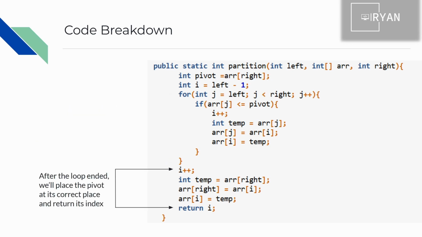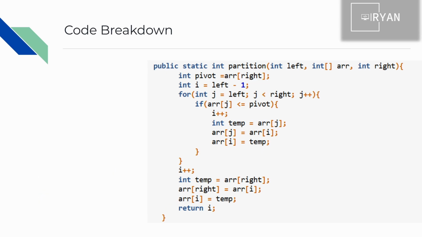Here, after the loop ended, we will place the pivot at its correct place. So here we also increment i, because if there is no swapping above, we would still be stuck with i being -1. So to handle that edge case, we have to increment i and then perform the swap, placing the pivot at its correct place. So this would be our partition method or our helper function.